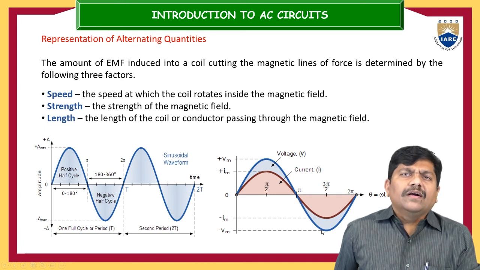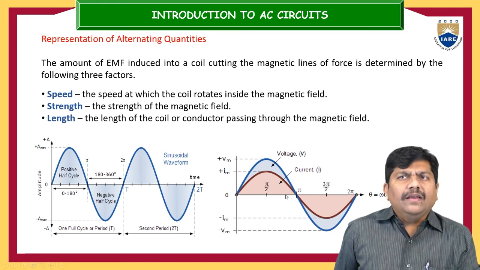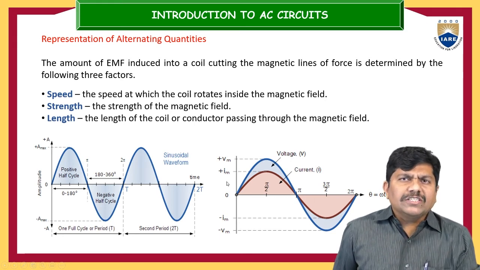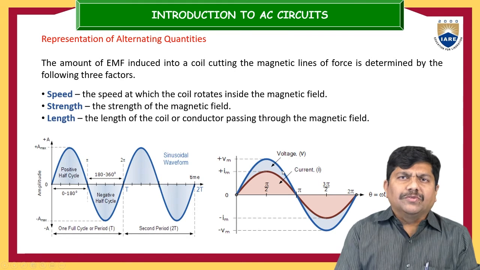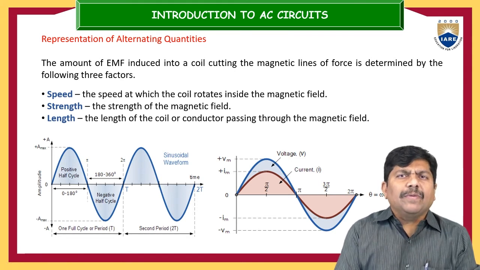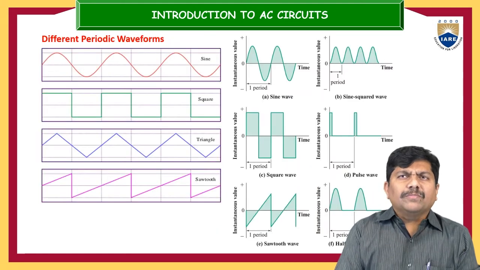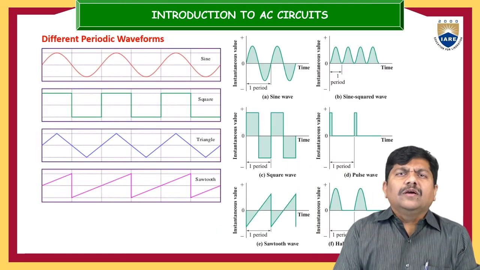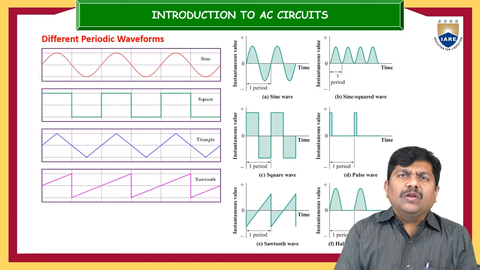Again it will go in the negative direction, again it will come back to 0, and everything is happening at the same instant. At the instant the voltage is maximum, the current will also be maximum, but there will be a difference in the magnitudes. This is because we have assumed that the load is nothing but a bulb. And there are some different periodic waveforms, but our simple generator will only give the sinusoidal waveform.